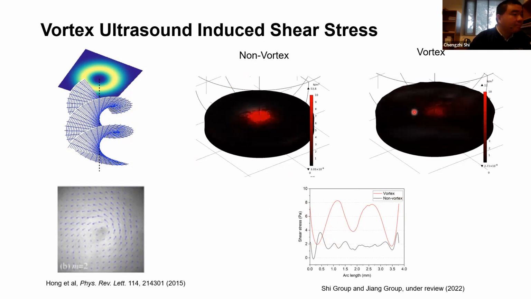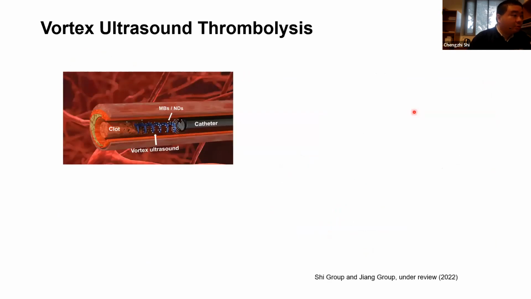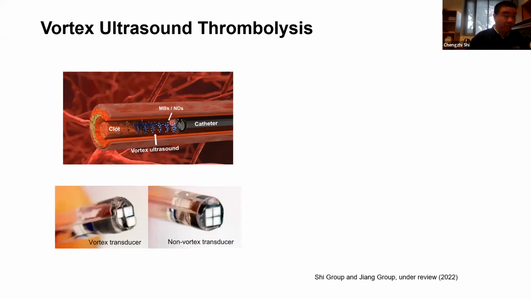Okay. And the question is, how do we actually achieve this vortex ultrasound inside the vessel? So we use this catheter, and we integrate 4 transducers inside the catheter with a quarter wavelength shift in the neighboring transducer in order to create the mechanical phase delay to create this vortex wavefront of the vortex ultrasound. So this is the sample we made.